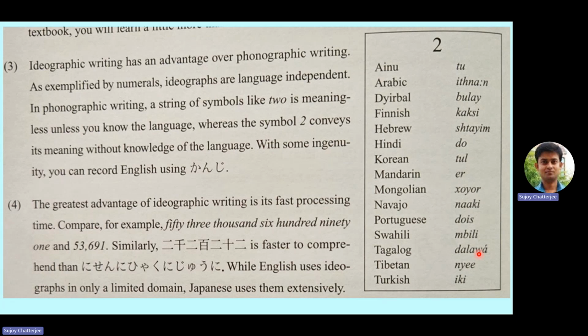Similarly, if you write this in Japanese, which is Nisen, Nihyaku, Nijuu, Ni, that is 2222. It is much faster to comprehend than writing this whole thing in hiragana. While English uses ideographs in only a limited domain, that is the numerals, Japanese uses them extensively. For each and every thing, there are kanji characters.